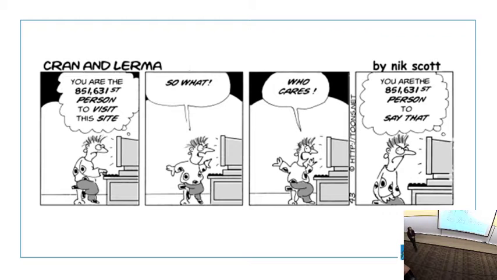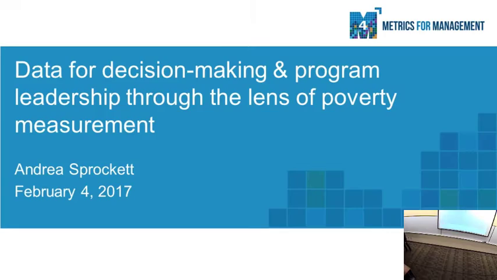So I wanted to start with this cartoon. We've maybe all seen the stats of how many times you've been to a website. But this is how we approach data a lot of the times: we can collect it, it's available, we think we should, but no one really cares about it. This person can't use this information to improve their website or to drive more traffic. And the person who found out that they're the 851st person doesn't care. And so I'm excited to be here today to talk about data for decision making.